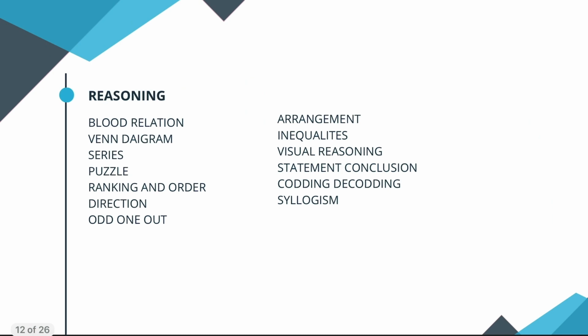Similarly, we have come up with the reasoning topics which are highly important, and the probability of coming in the examination is high, because these are asked in the previous year papers. So make sure you cover at least these topics. So in the reasoning, we have blood relation, Venn diagram, series, puzzle, ranking and order, direction, odd one out, arrangements, inequalities, visual reasoning, statement conclusion, decoding, coding, syllogism.